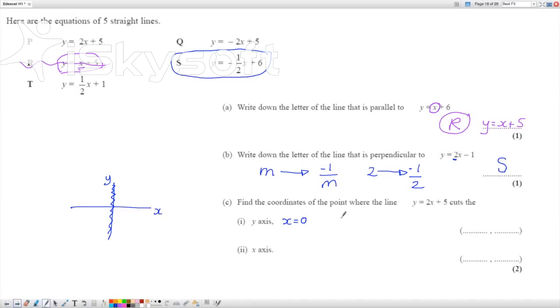So let's substitute in the value for x being 0. So we have y equals 2 times 0, nothing, plus 5 is just 5. So our coordinates there are 0 and 5.